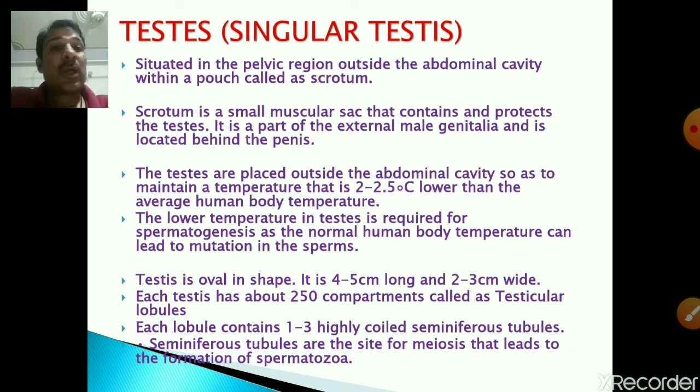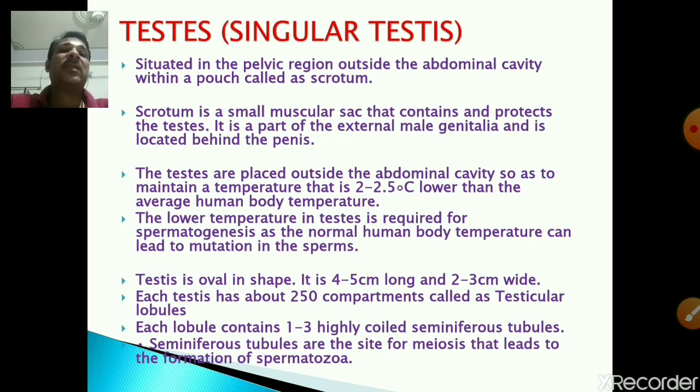What is the role? The lower temperature in the testis is required for spermatogenesis, as the normal human body temperature can lead to mutation in the sperm. अगर बॉडी का टेम्परेचर ज़्यादा रहेगा तो ये स्पर्म के अंदर म्यूटेशन करने के चांसेस हो जाते हैं. So that the scrotum is outside. The testis is oval shaped, 4 to 5 centimeters long and 2 to 3 centimeters wide.